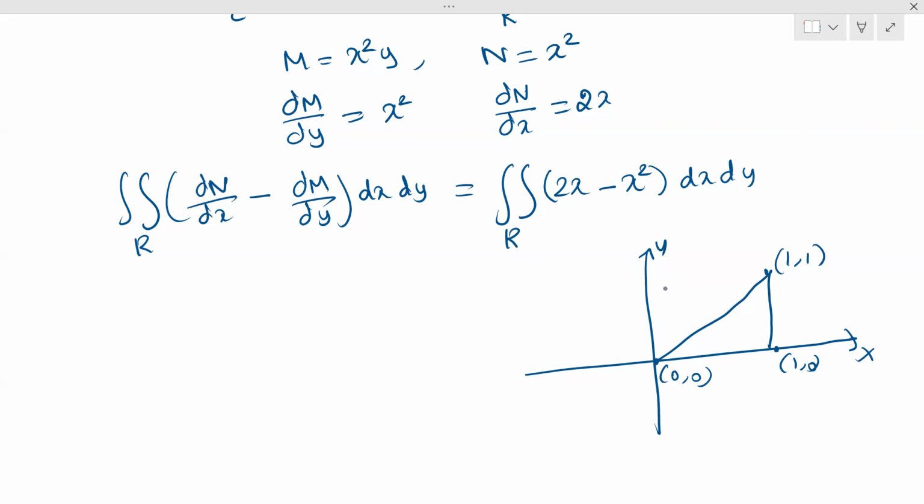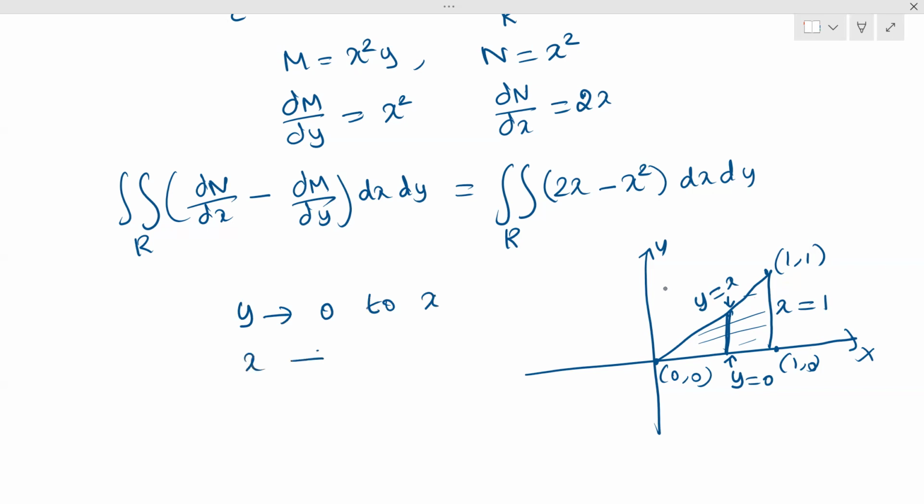If we need the y limit first, we draw a line parallel to the y-axis in the region. What is the equation of this line? y equals 0. This equation is x equals 1. And what is the equation of this one? It is y equals x. So this is the starting point of the line, where the y value is 0. This is the end point of the line, where the y value is x. So y varies from 0 to x.